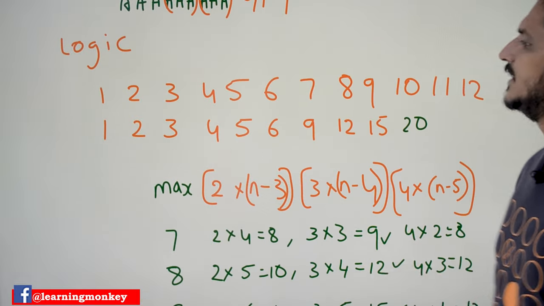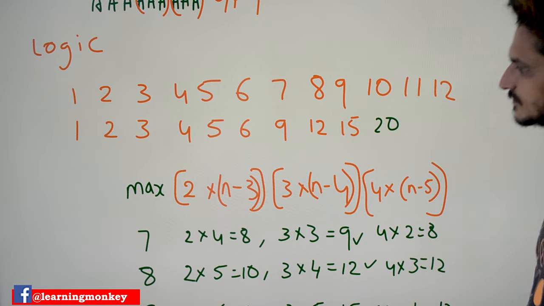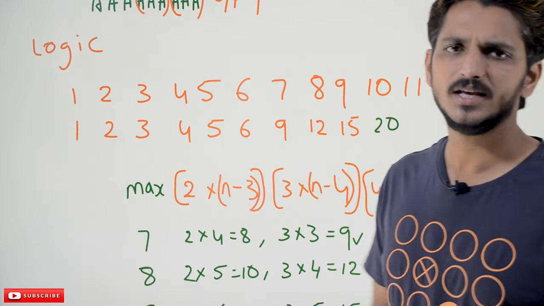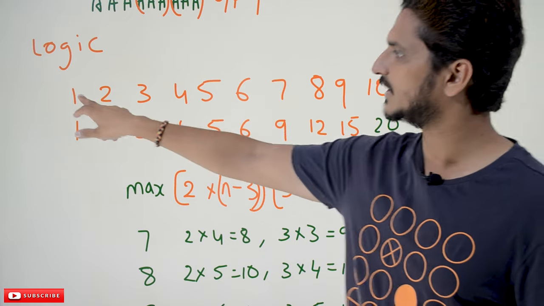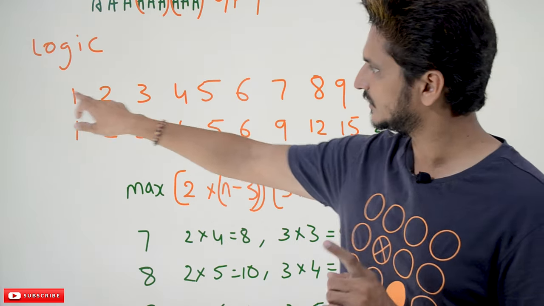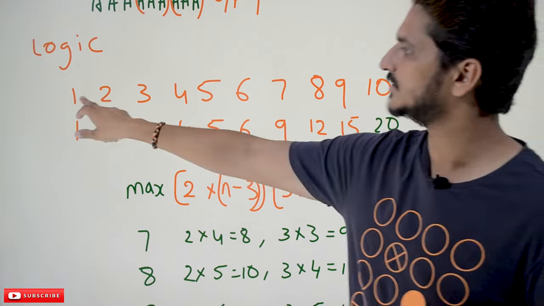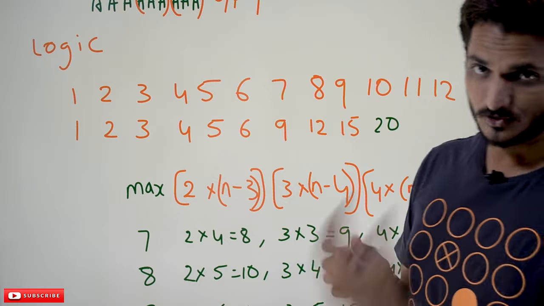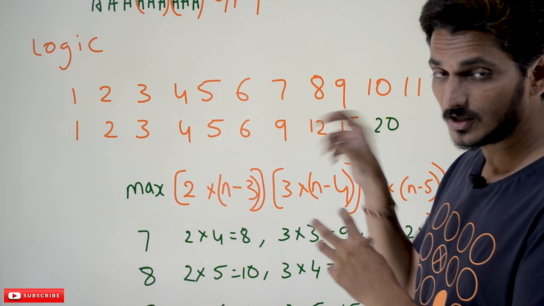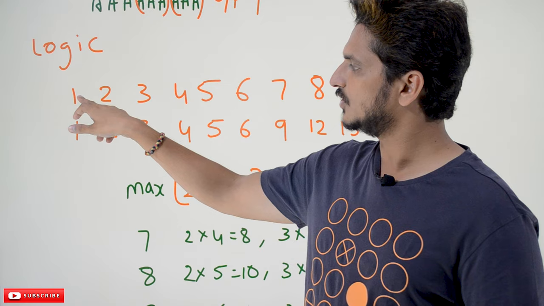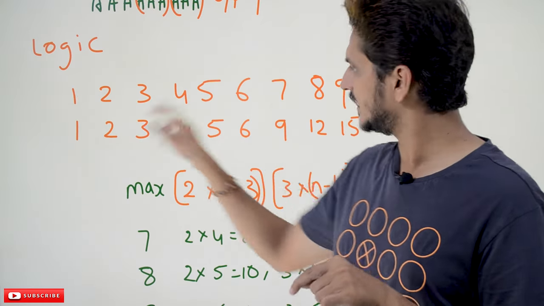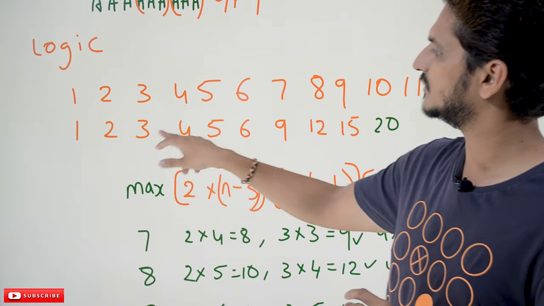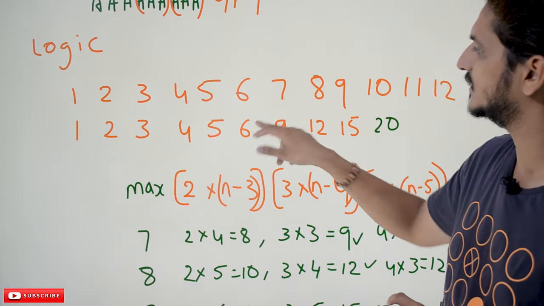See here. Let's take the example. Suppose for 6 times, what is the maximum possibility? 6 A's can be displayed. The options are n is equal to 1, 2, 3, 4, 5, 6, 7, 8, 9, 10, 11, 12. Just writing the example, we need to identify the logic from this. For n is equal to 1, we can press A. Like that, for n is equal to 6, 1 time, 2 times, 3 times, 4 times, 5 times, 6 times.